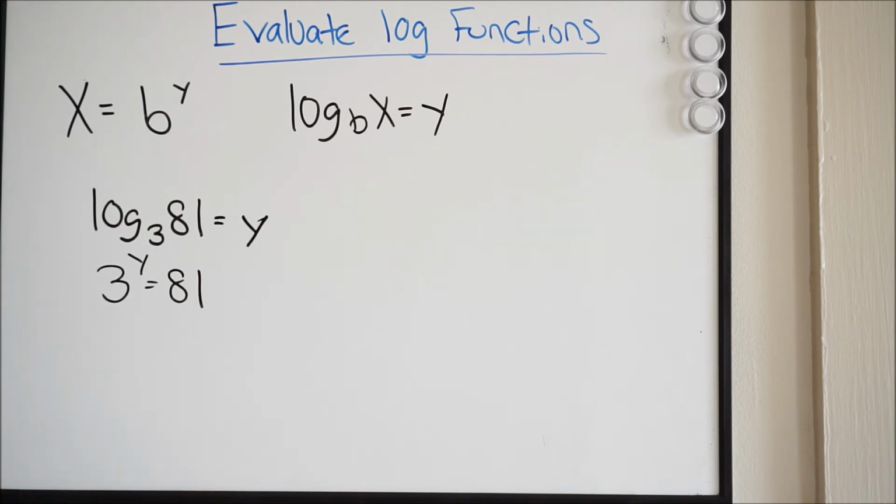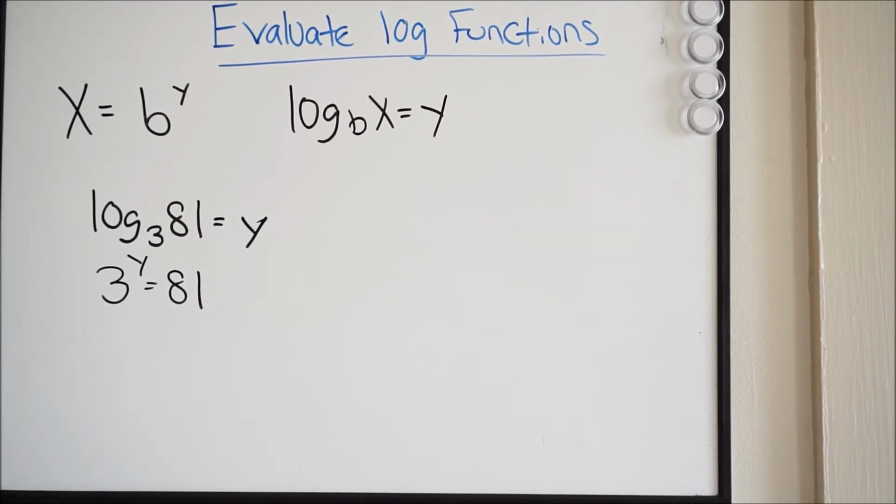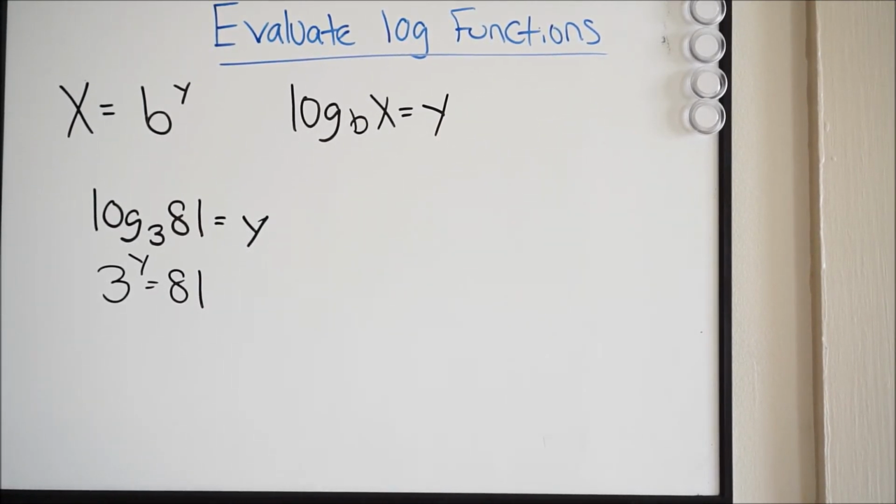And we want to use mental math here. What could I put in for y that will give me 81 here? So 3 to what power will give me 81? All right, when you do this, you're going to determine that it's going to be 4, right? 3 to the 4th power is going to be 81.